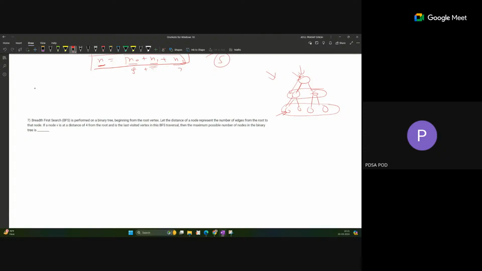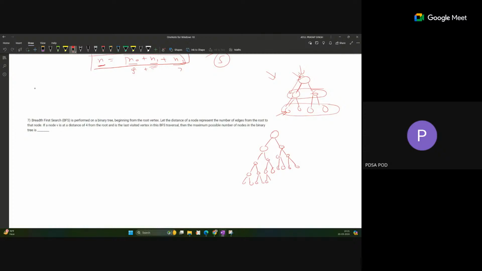So now the question is this: the distance of the node is given as 4. So what is the maximum possible number of nodes in the binary tree? And sir, 4 edges means 4 height. 4 height for this, so the maximum nodes will be 31 then. So till here, this is the last visited node. Distance is given. So till now 3 distance is there, and if we traverse one more level and like this, so minimum and maximum possible.